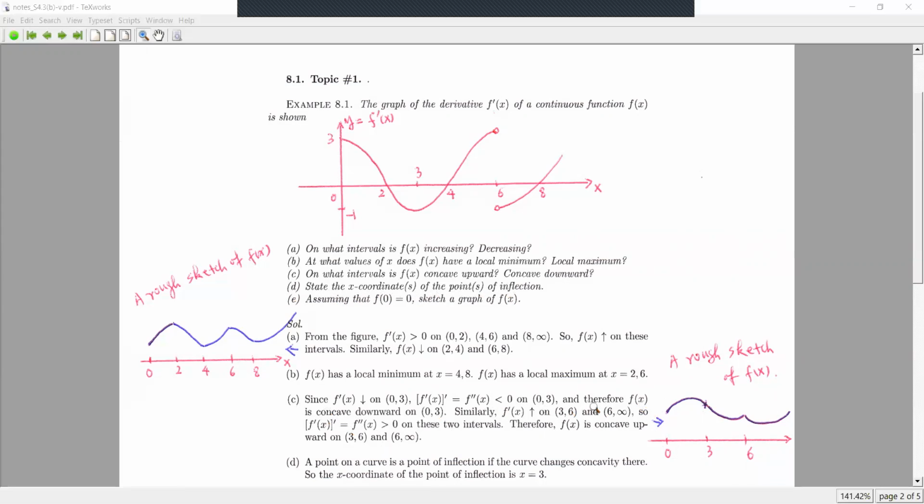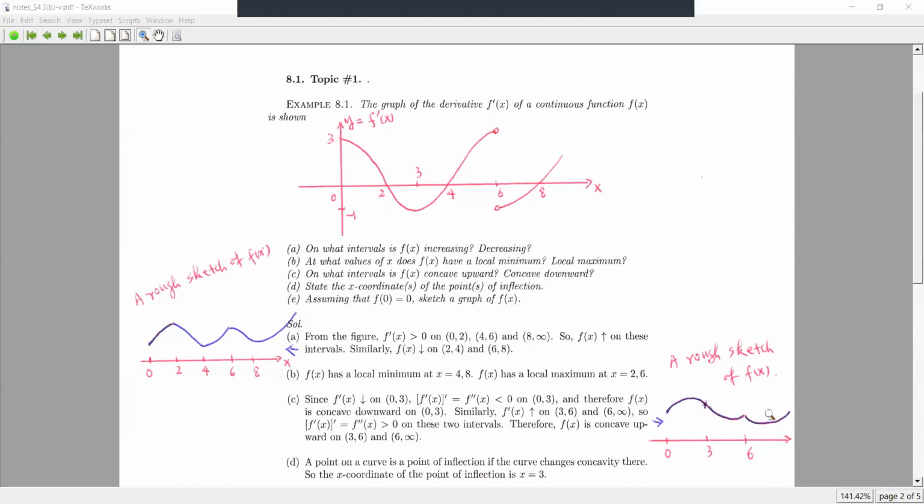function f is concave down on the interval 0 to 3. So for 0 to 3, I draw a concave down curve. From 3 to 6, f is concave up, so I draw a concave up curve. And also from 6 to infinity, f is concave up, so I draw a concave up curve.